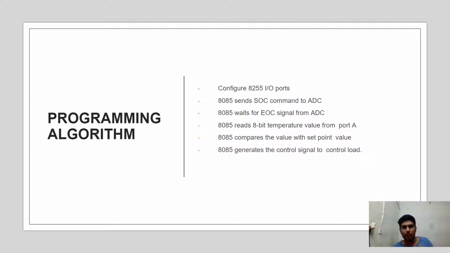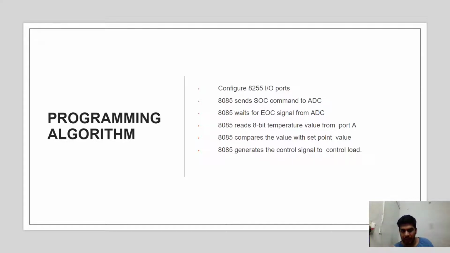So now we look into the programming algorithm, most of which we've already talked about. First we configure the 8255 input and output ports, port A being the input port for the actual digital output from the ADC, and port C, upper and lower parts, being the input and output for the SOC and EOC signals, the start of conversion and end of conversion signals. So first we configure those ports.